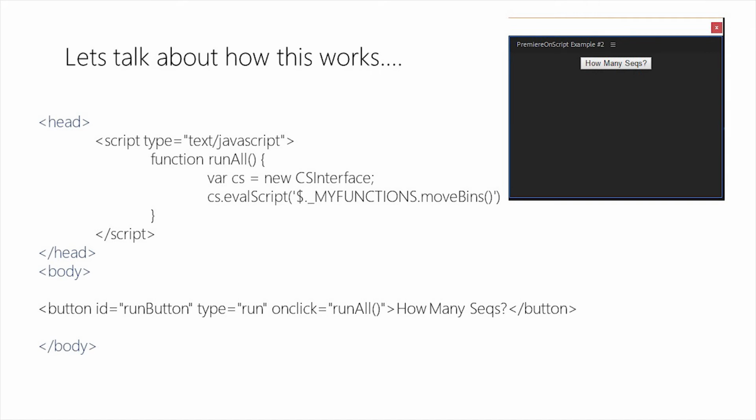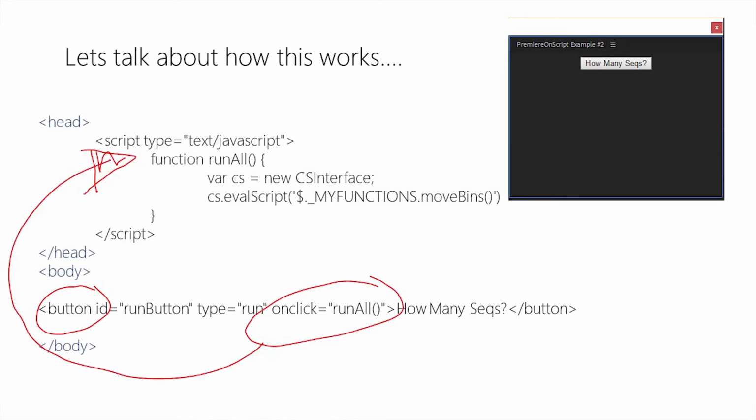And you can see in here what we have is we create a button. This is the same as the template that you can download off of premiereonscript.com. It's a type run, it's on click, and when it is clicked, it's going to run the run all function, which is up here. And then within the run all function, what it's doing is it's declaring this variable CS as a new CS interface. And the CS interface is going to be what allows your HTML to talk to your .jsx file that you have saved in your JSX folder. Basically, it's what's going to help you communicate from your HTML to your Extendscript.